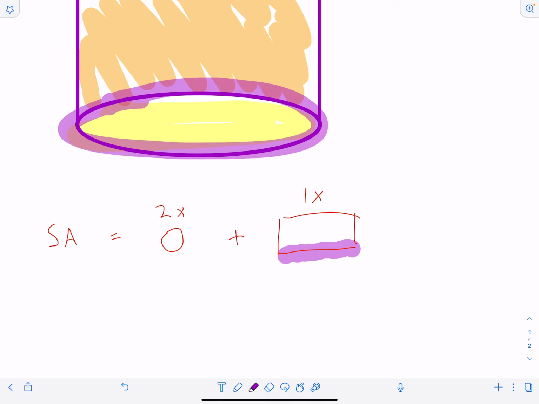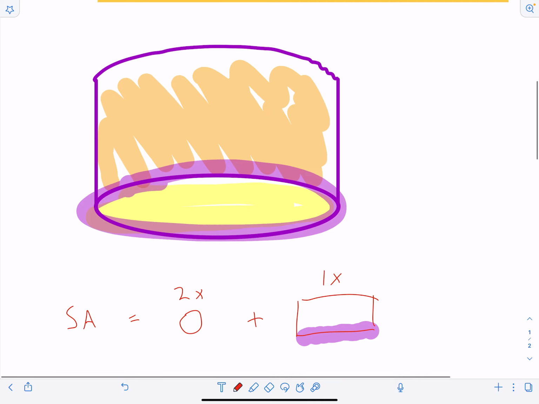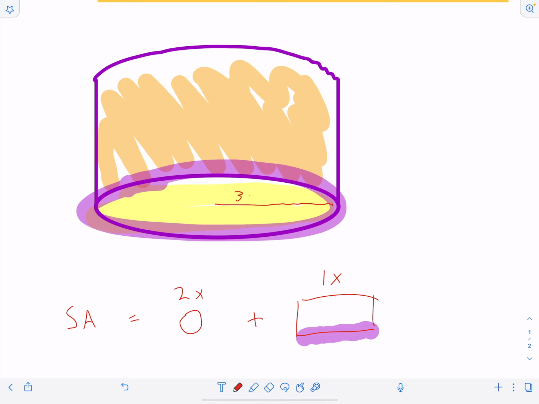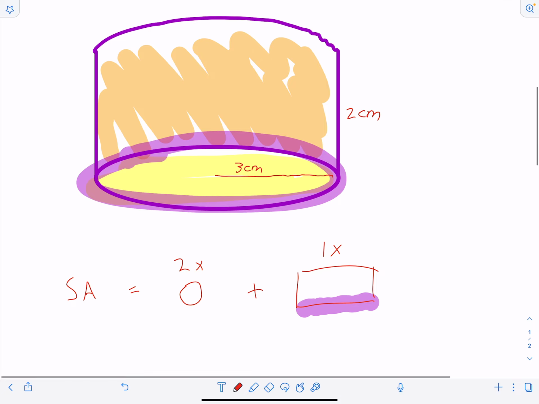Okay, we need to put in some measurements on our circle. So firstly, I'm going to do the radius, and that's going to be 3 centimeters, and the height of that cylinder, I'm going to call it 2 centimeters.